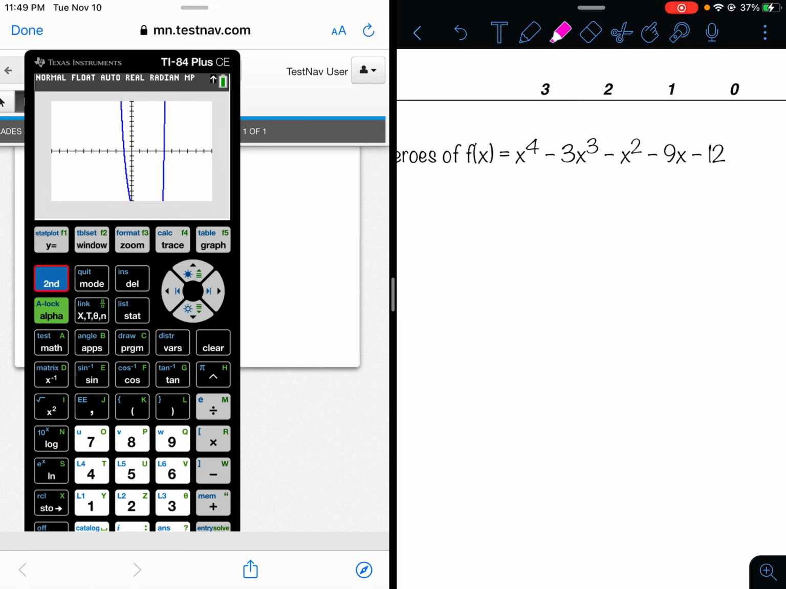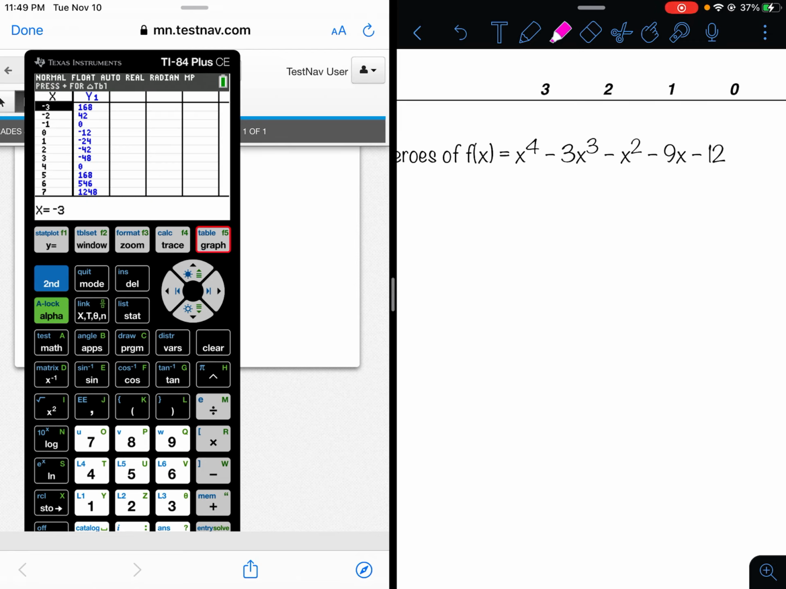So we need to find a solution. So I go to my table. Now it doesn't matter. In this case, I have 2 of them. I have -1 and I have 4. And you can use either one. It doesn't matter, but you do need to pick one.